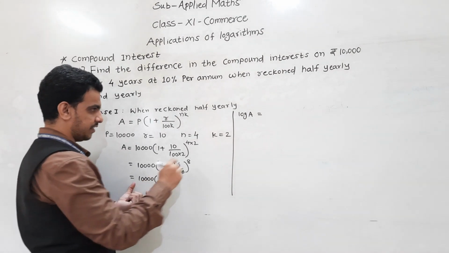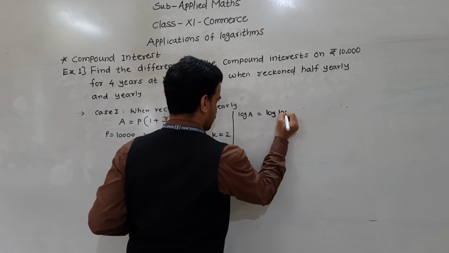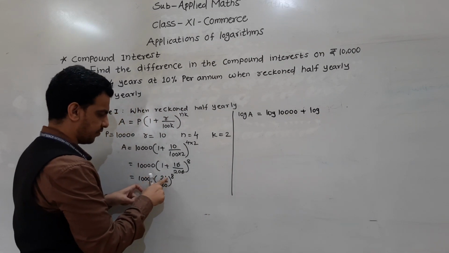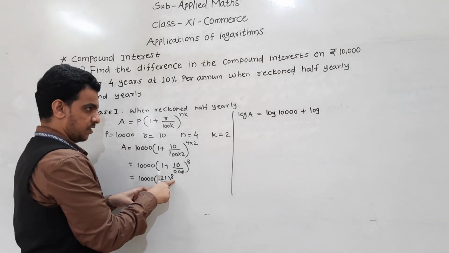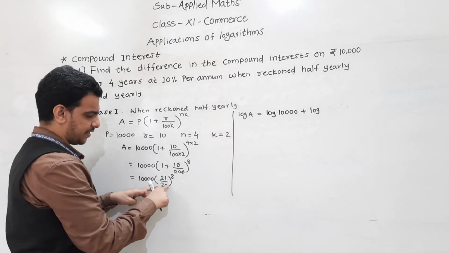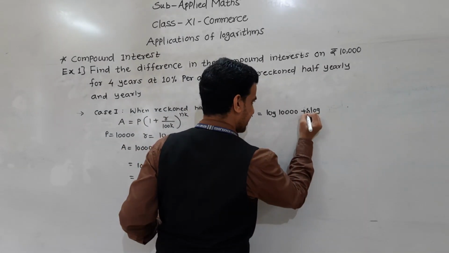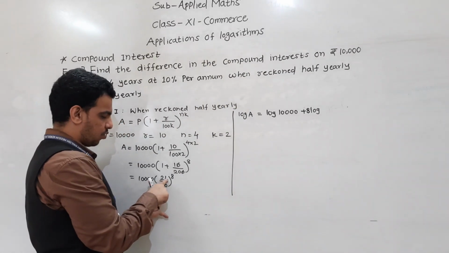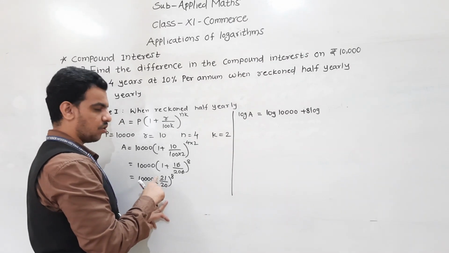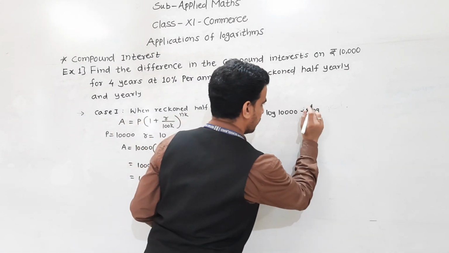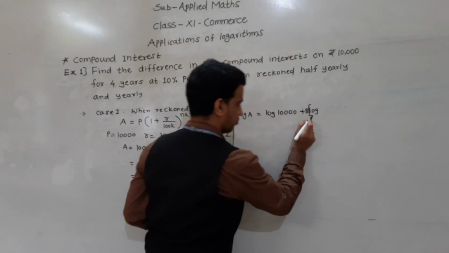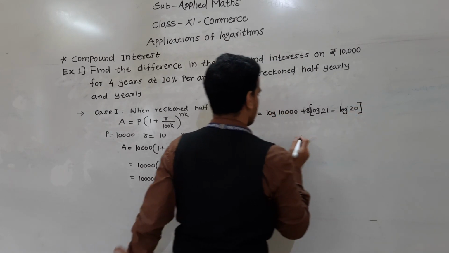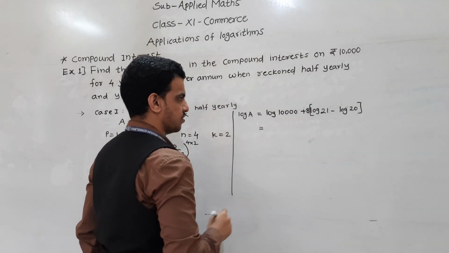So when we take log, it is log of 10,000 plus log of 21 by 20 raised to 8. Again, log of 21 by 20 raised to 8 we can write as 8 into log of 21 by 20. But again log of 21 by 20 we can write as log 21 minus log 20. So here we have to give a bracket. So it is 8 into log of 21 minus log of 20. Now we have to find the log of all these numbers.